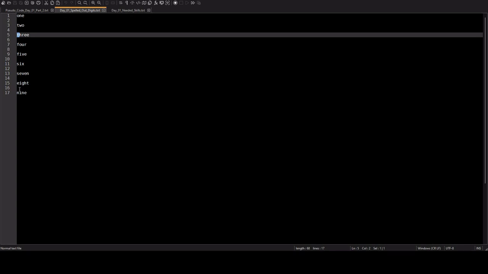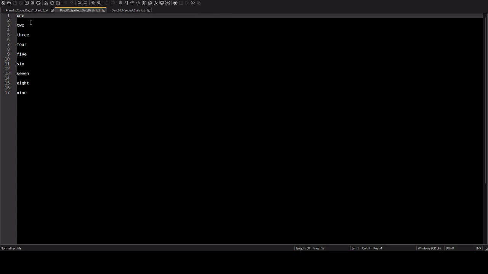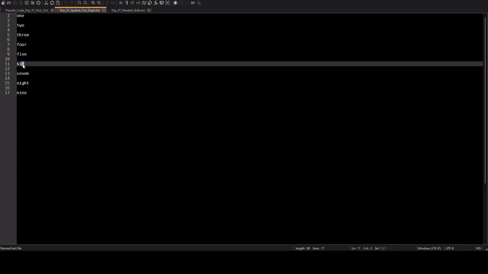How about checking from right to left? Very similar, we pay attention to the ending character of the spelled out digits. For example, SIX, if the current character is X, we need to check the next two characters, if they are I and S respectively.